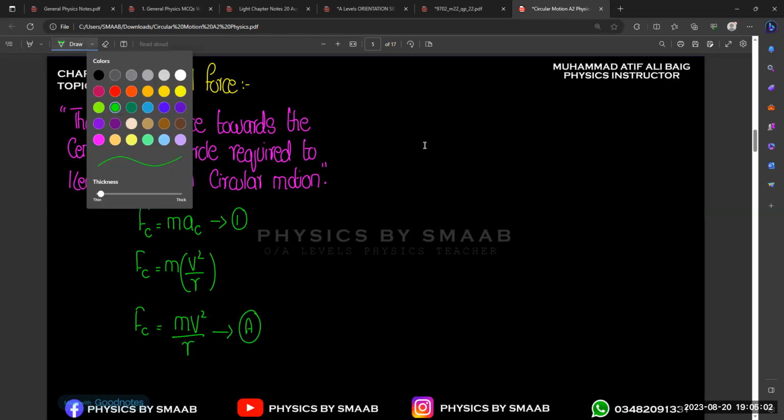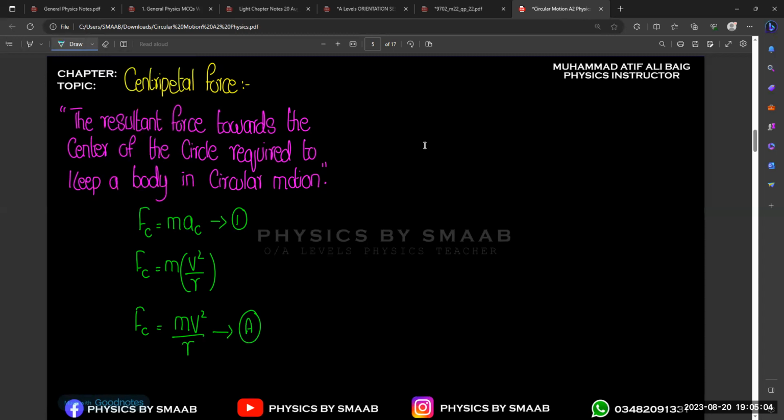It's one possibility, but let's derive another formula, because you know that derivation is very important. They will ask a question like this: in terms of this or that, derive the formula of this, right? So basically, Fc is equal to m v square over r.